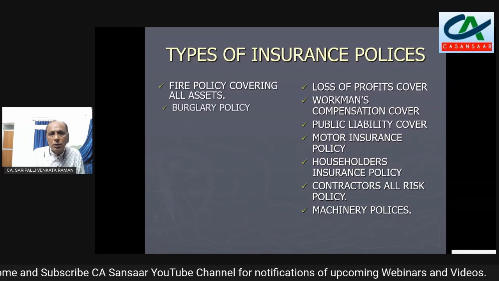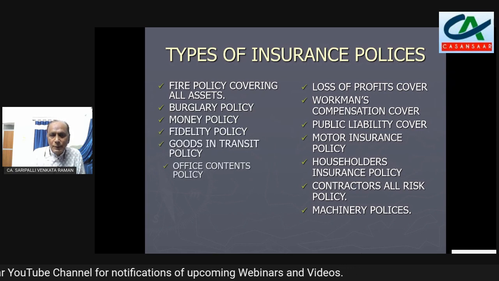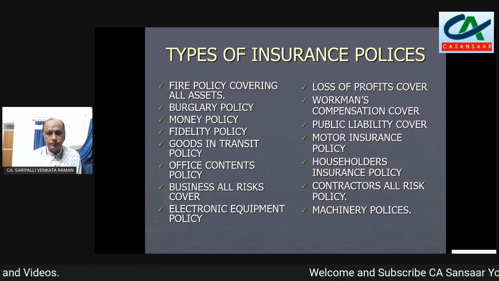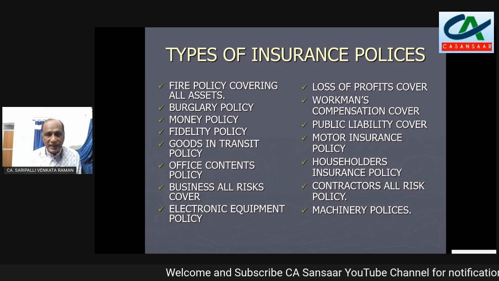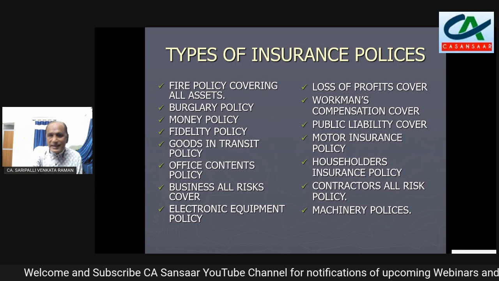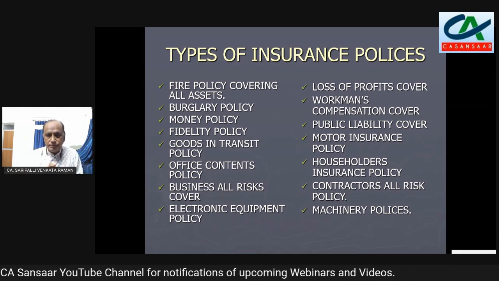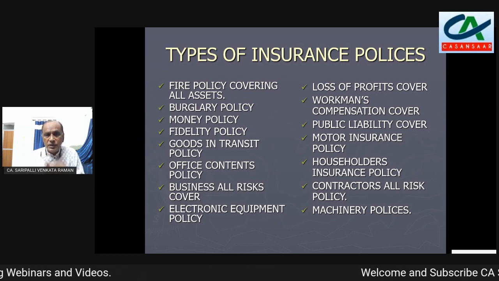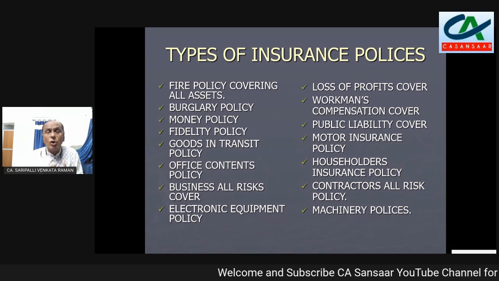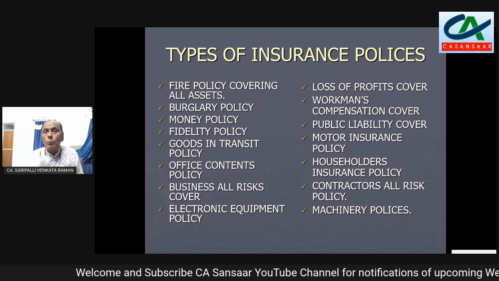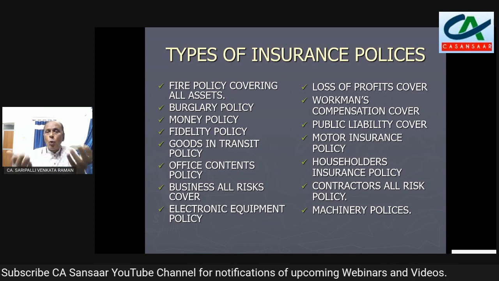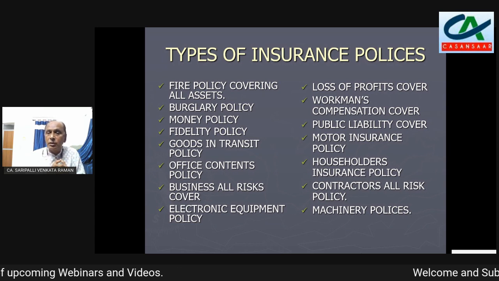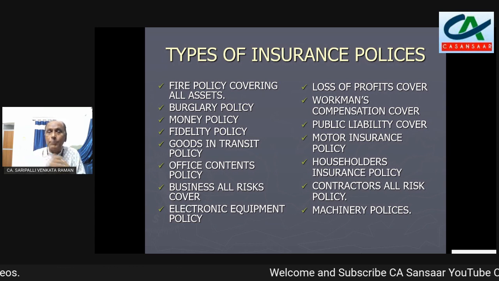Now let us go into what are the various types of insurance policies. You will be seeing a big list of insurance policies which each of the business undertakings need to insure. There is what is called a fire policy covering all the assets. I shall come a little bit in depth over a period of time. Burglary policies. There is what is called a money policy. There is a fidelity policy. There is a goods in transit policy. There is an office contents policy. There is what is called business all risk cover. There is what is called an electronic equipment policy, loss of profits cover, workmen's compensation cover, public liability cover, motor insurance policy, householders insurance policy, contractors all risk policy, and machinery policies.